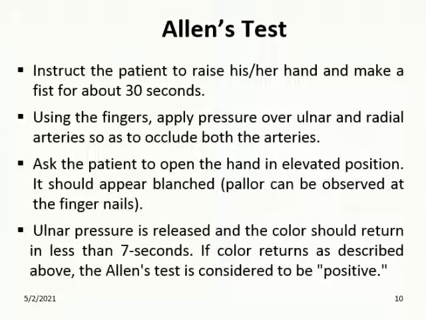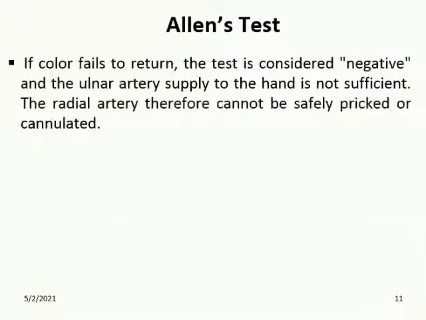It should appear blanched. Pallor can be observed at the fingernails. When ulnar pressure is released, the color should return in less than 7 seconds. If color returns as described above, the Allen test is considered to be positive. If the color fails to return, the test is considered negative and the ulnar artery supply to the hand is not sufficient. The radial artery therefore cannot be safely pricked or cannulated.